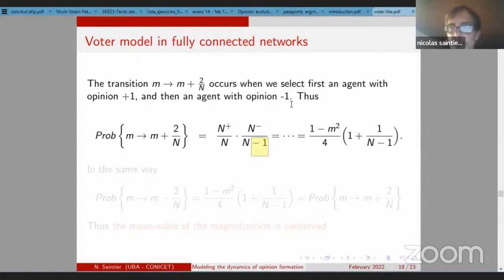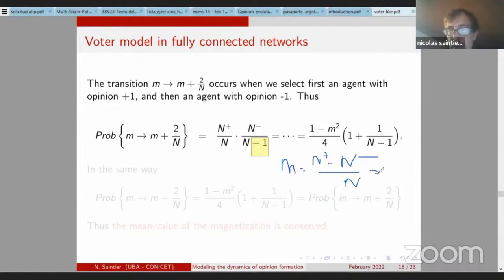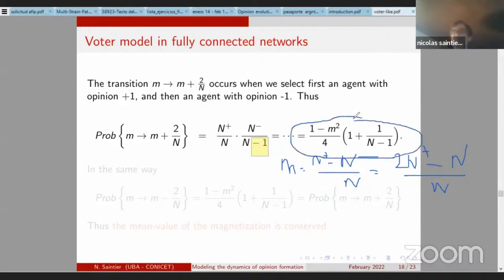We just have to remember that the magnetization is n plus minus n minus over n, and since n minus is n minus n plus, it's 2 n plus over n minus 1. And from that, we get n plus in function of n and magnetization. We do the same for n minus, and just rewrite things in a nice way. And we end up with this expression. But this is just a very easy manipulation, right?